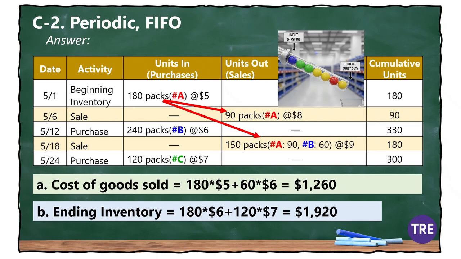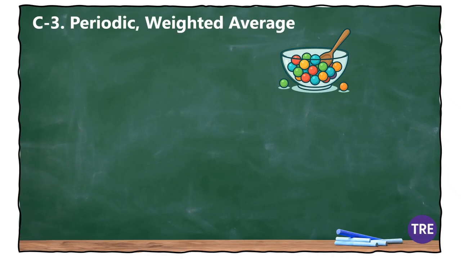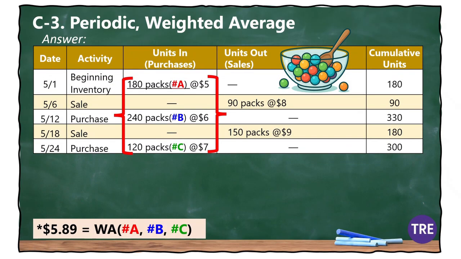The difference is timing. FIFO under both systems assumes the earliest goods are sold first, but the periodic method only updates once, at the end of the month. Unlike FIFO or specific identification, this method combines all units available for sale to find one single average cost. The key idea is simple: we divide total cost by total units, and that gives us an average cost of $5.89 per unit.